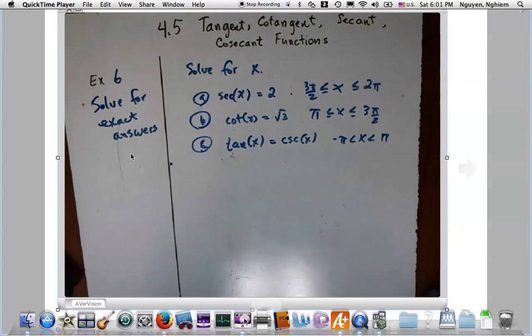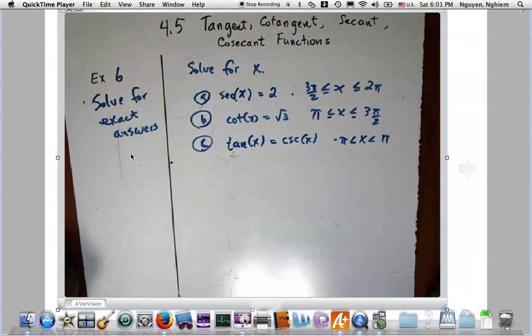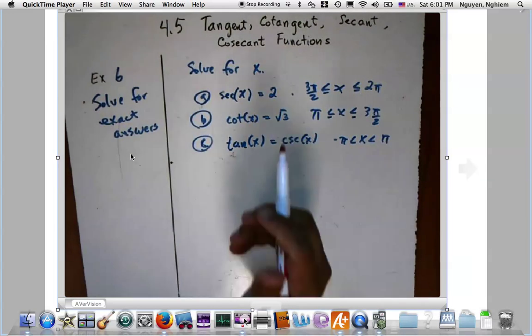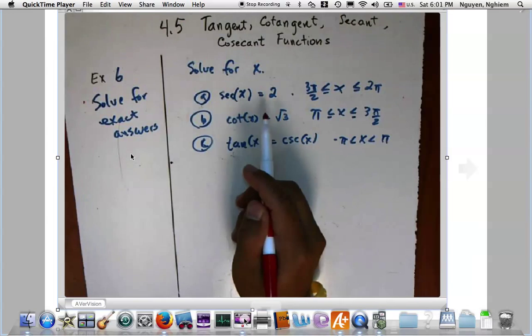Hello students, and welcome to our continuing lesson on tangent, cotangent, secant, and cosecant functions. And this time we're asked to solve for x in these particular cases. And we're asked to solve here for x when the secant of x is equal to 2.